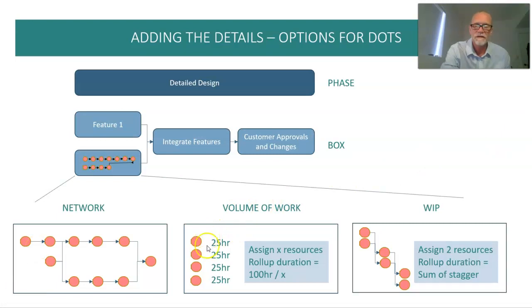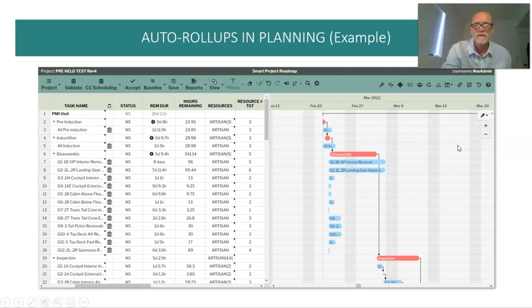Here you have 4 red dots, 25 hours, so 100 hours. If I assign 4 people, then the duration will be 25 hours. So it's one way to kind of add up the hours and divide by the number of resources I assign at the tier 1 activity at the box level. WIP is similar to that, only I have 6 tasks here, and I assign 2 resources to it. So my stagger will be the first 2, then the next 2, then the next 2. So kind of WIP-based staggering. Okay, so those are the options.